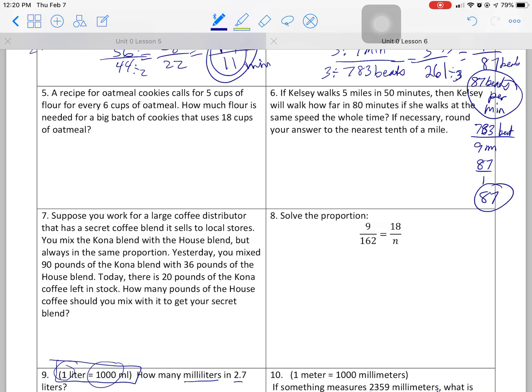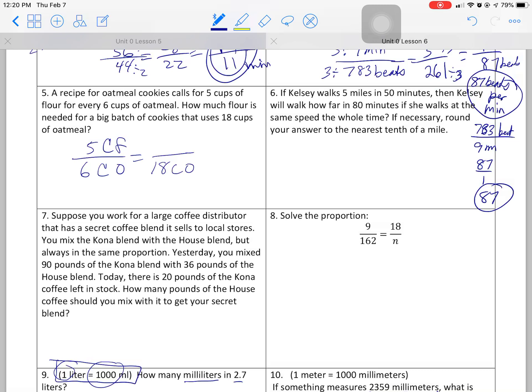All right, let's finish this. We have oatmeal cookies. We have 5 cups of flour over 6 cups of oatmeal. How much flour is needed for a big batch of cookies that uses 18 oatmeal?